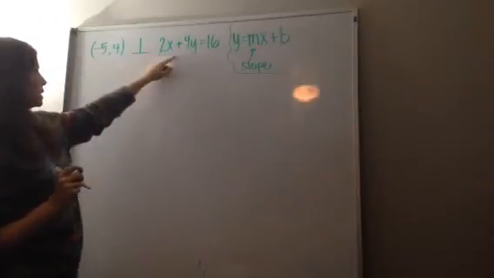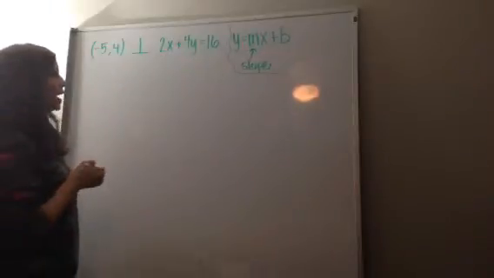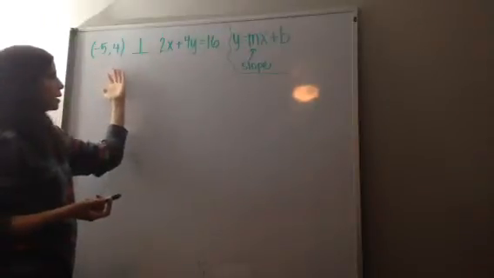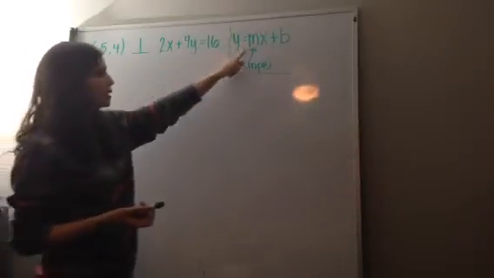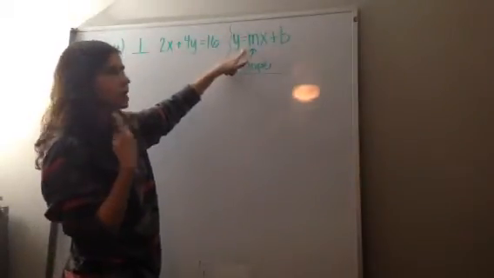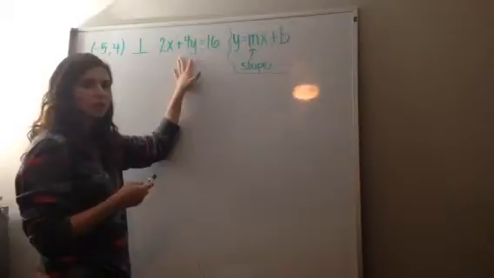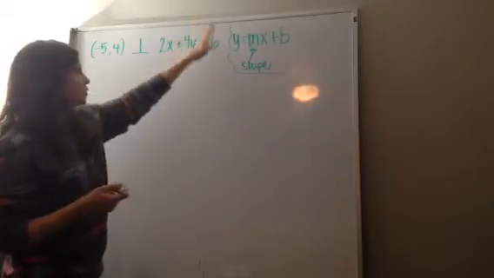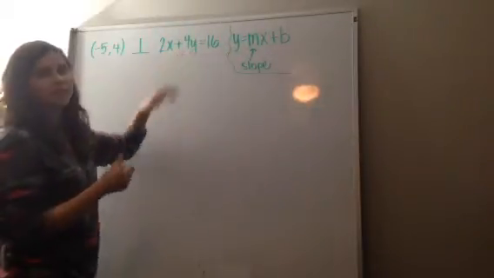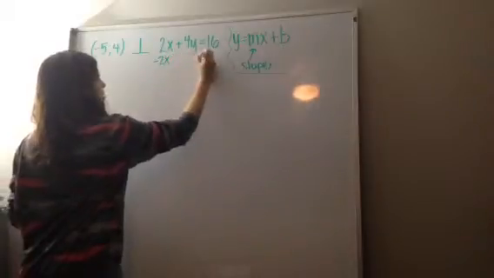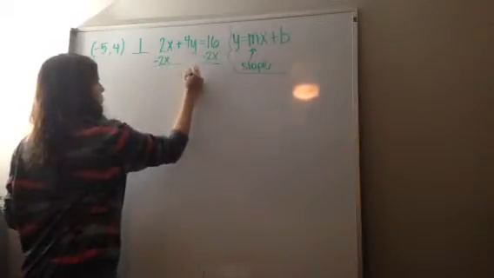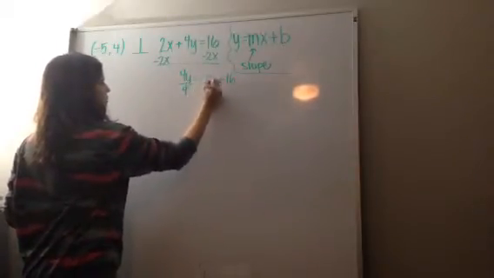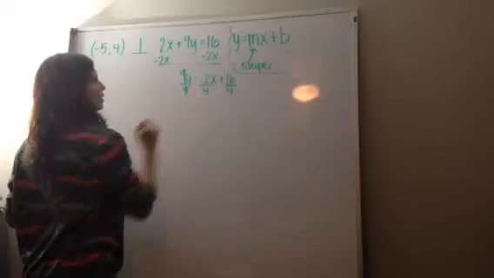So if we know that it's perpendicular to this line, then we know that that line is going to have an opposite slope of the one that we're going to make. But we don't know what that slope is because it's not in slope-intercept form. So think, what do we have to do in order to put this into slope-intercept form? We would have to get y alone. So I'm going to move 2x over by minusing it, and then I'm going to have to divide everything by 4. So minus 2x. So 4y equals minus 2x plus 16, and then divide by 4. So I divided everything by 4.